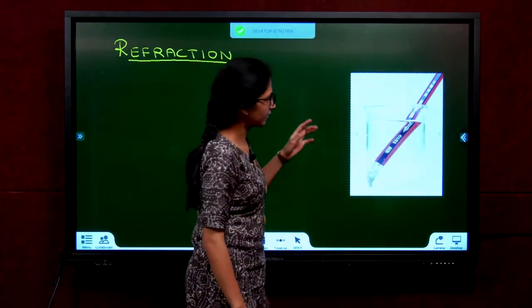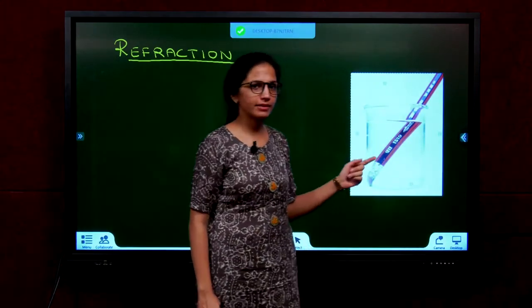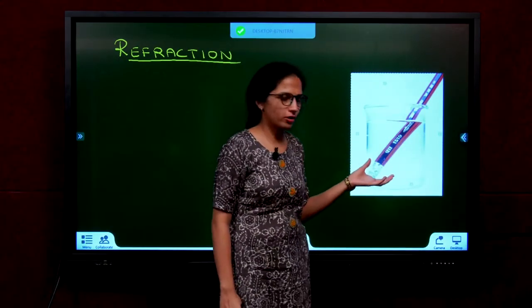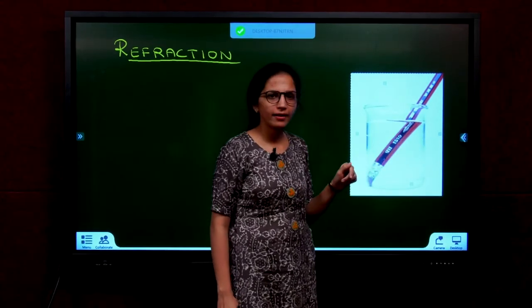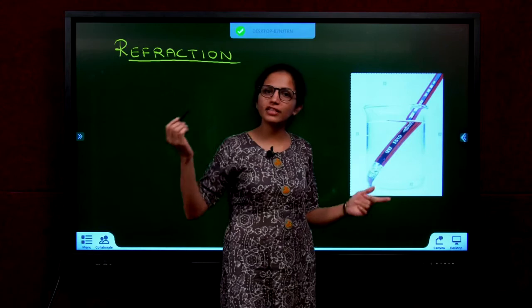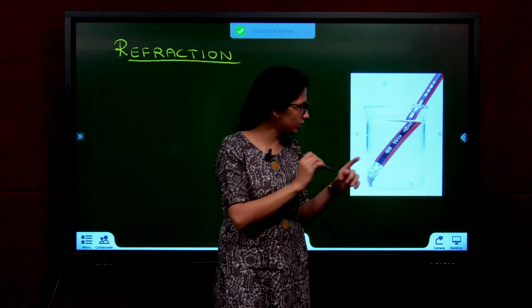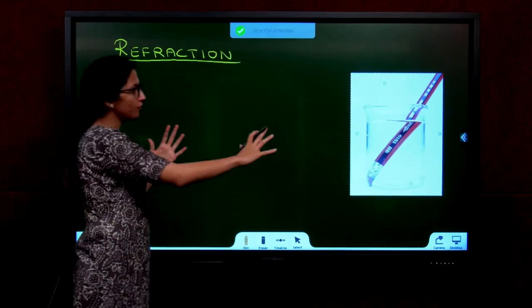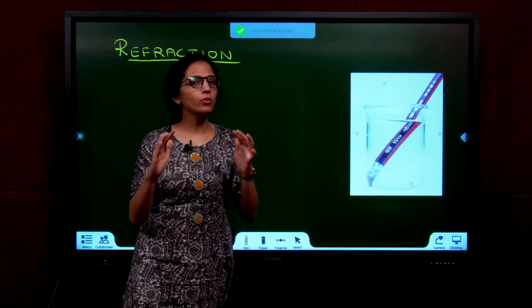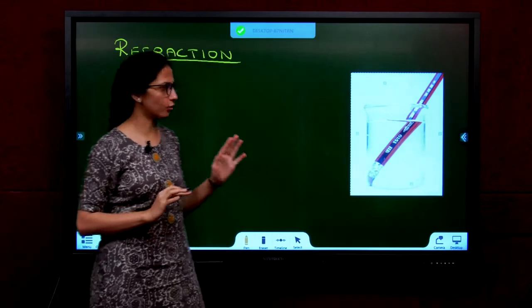See this picture over here. It is a straight pencil kept in a beaker of water. But the pencil appears broken or bent here. Why? But if I remove the pencil, it's fine. But if I put it in water, it appears bent or broken. What is happening? Before we understand how that comes, we'll go step by step. We will reach there slowly.